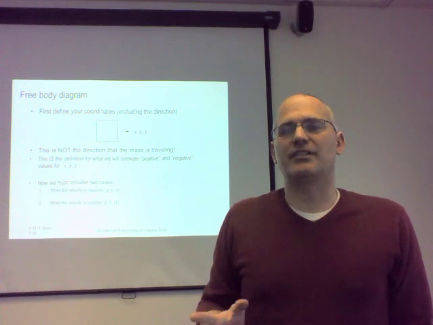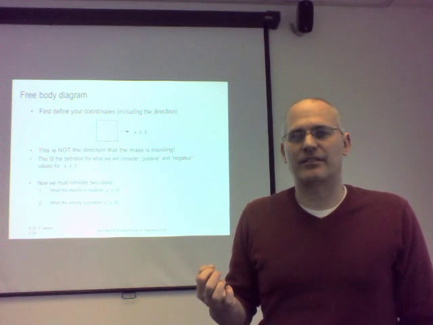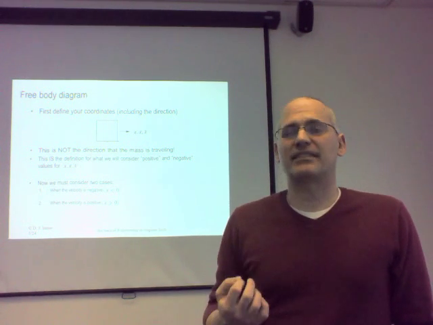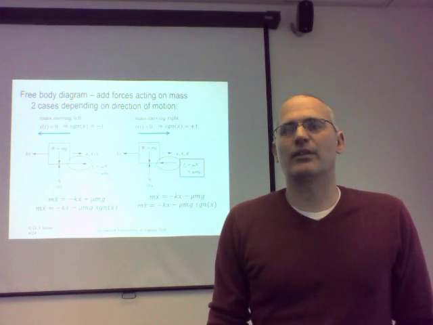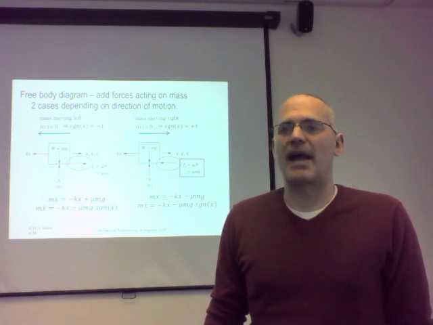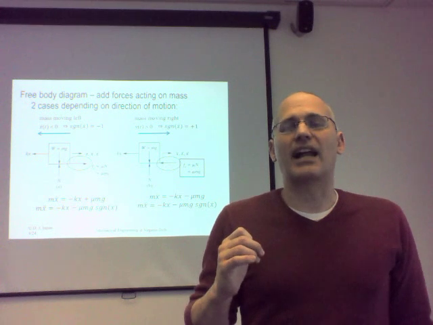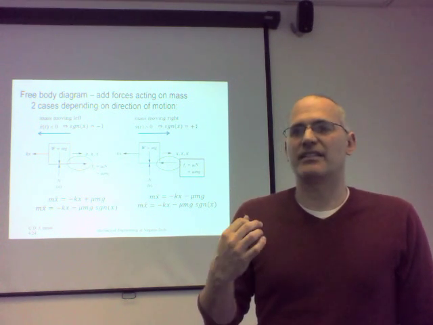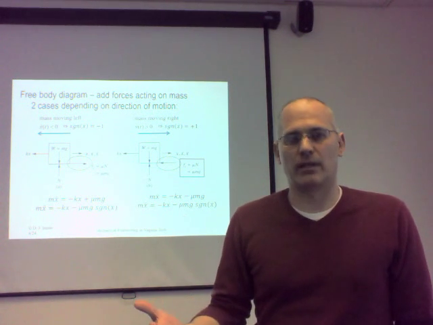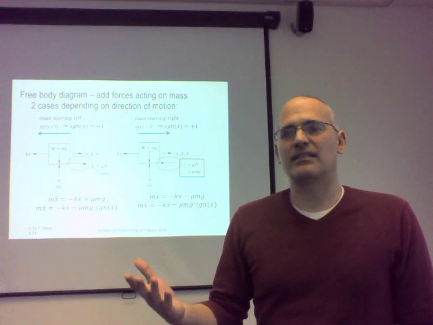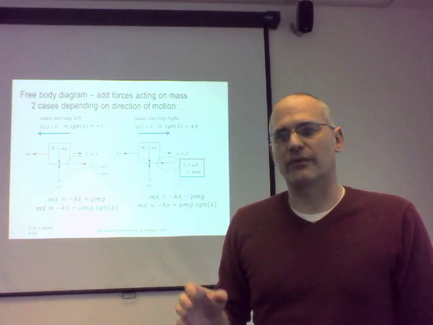Now we have to consider two cases. What happens when the velocity is negative, when x dot is less than 0? Not the position, but the velocity is less than 0. And what happens when the velocity is positive? So let's look at those two cases. First case, the mass is going to be moving to the left. That means x dot is going to be negative, and the signum function, SGN, is going to be negative 1. X dot is negative, the sign function is negative 1. All right? So far, so good.